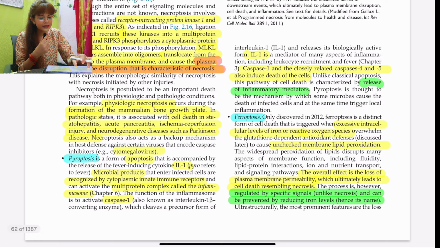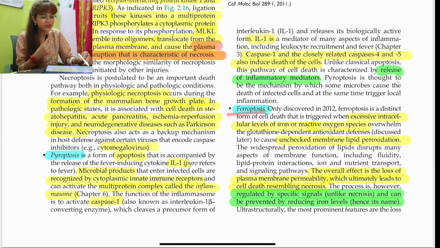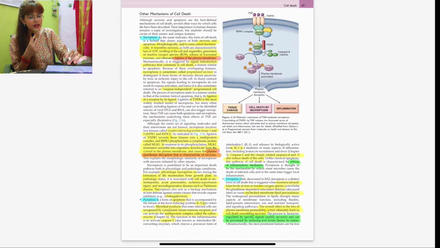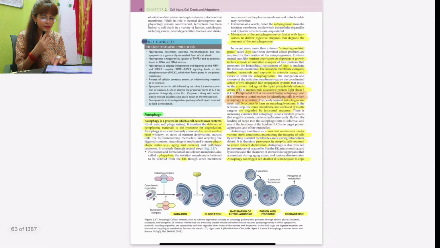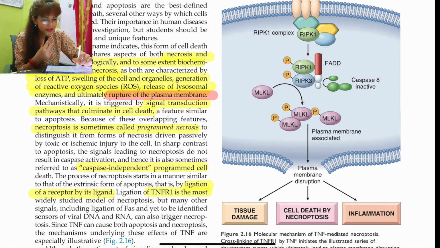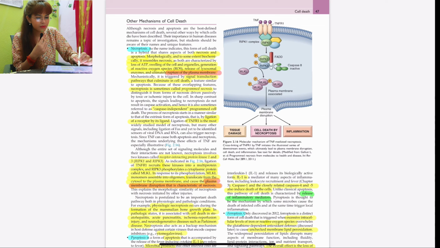So the next point is ferroptosis. What is ferroptosis? It is a form of cell death that is triggered when there is excessive intracellular accumulation of iron or reactive oxygen species. So this process is regulated by specific signals, unlike necrosis, and can be prevented by reducing the iron levels, and hence its name. So all of these are important points, and can be asked in MCQs also. यहाँ पर this molecule is important, and RIP1 and 3 are important questions. ठीक है, and the plasma membrane is getting disrupted over here. This is again an important question.